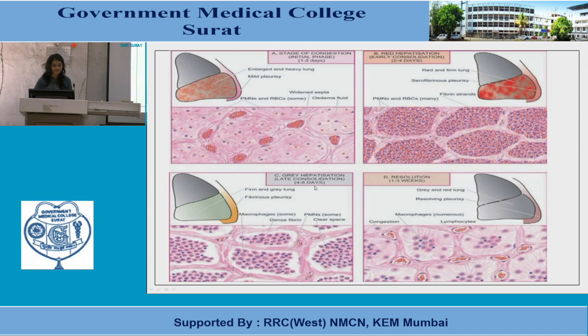The third is the stage of gray hepatization, in which the lungs are grossly grayish in color with a firm consistency. On histological examination, neutrophilic debris with macrophages will be seen, and this exudate will be separated from the alveolar septa by a clear space. And the last one is the stage of resolution, in which the lung is appearing almost normal grossly. The neutrophils have disappeared, and macrophages are the predominant cells along with the congested alveolar capillaries in the alveolar septa.